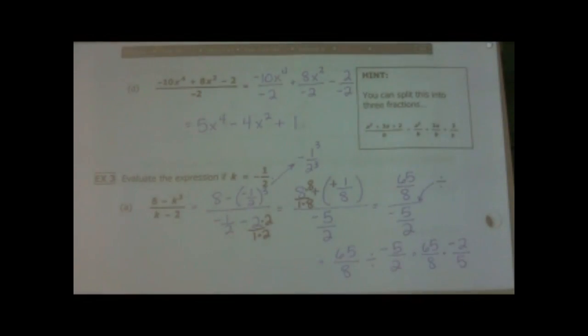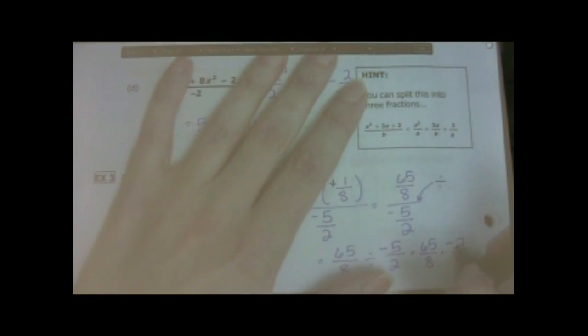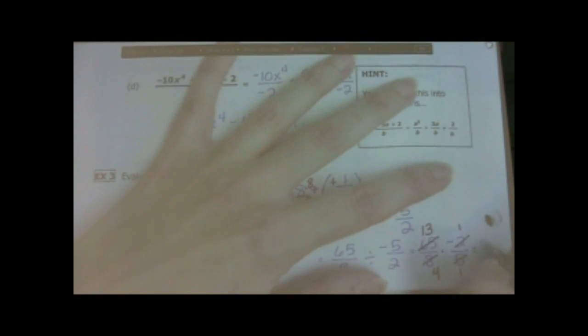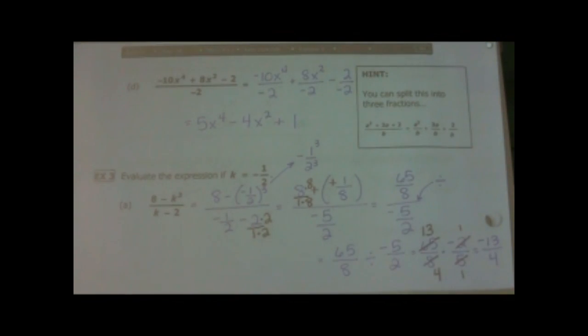Now I can cancel. All right, so first of all, 2 goes into itself once and into 8 4 times. 5 goes into itself once and into 65 13 times. I have a positive times a negative, so my answer will be negative. 13 times 1 in the numerator and 4 times 1 in the denominator. Don't be afraid to work with fractions, but it will be easier if you show all your steps. That was difficult.